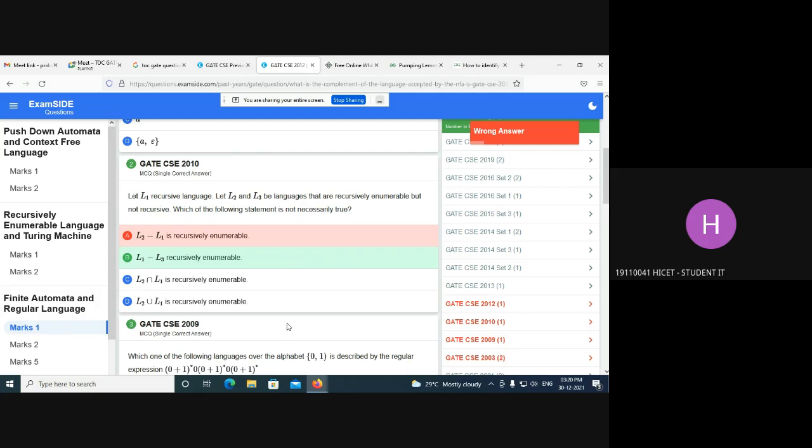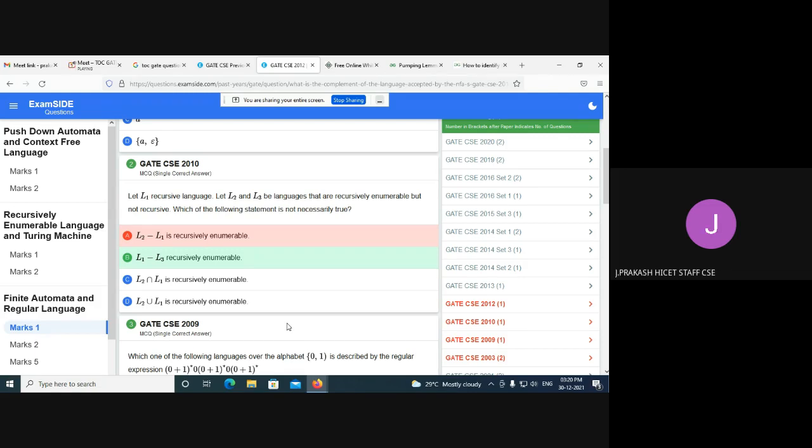So the answer is L1 minus L3 recursively enumerable. Exact answer. What is recursive? What is recursively enumerable? Any language that is accepted by a Turing machine is called a recursively enumerable language. You have the Turing machine in unit 4. Is it clear? Yes, sir.